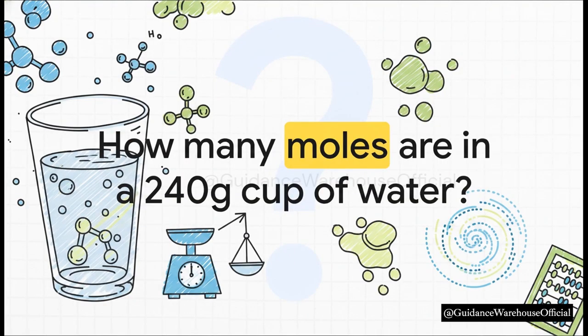If you drank a standard 240-gram cup of water earlier, how many moles of water did you just consume? Remember, water's molar mass is roughly 18 grams per mole. Do the quick math on that, and you'll realize you're drinking Avogadro's number several times over in a single gulp. Keep practicing these conversions, and you'll completely master the language of chemistry in no time.